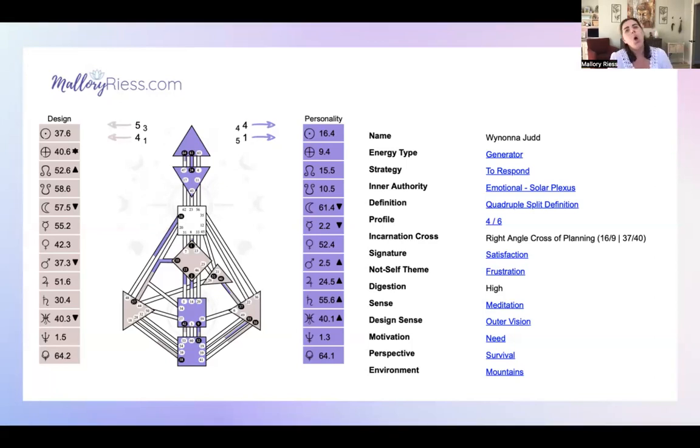So if you notice, I did Winona Judd because she's a beautiful singer, right? Okay, so this is Winona Judd's chart. And in the center of this chart, again, you have the body graph. I have a little bit different of a background because I love the moons and stars, but you will see the 9 different energy centers.